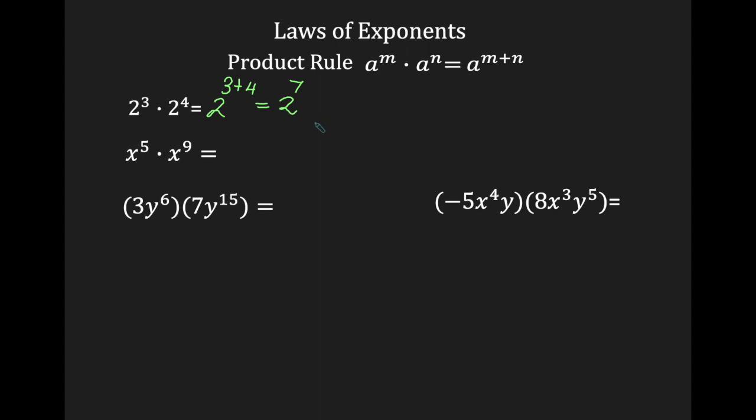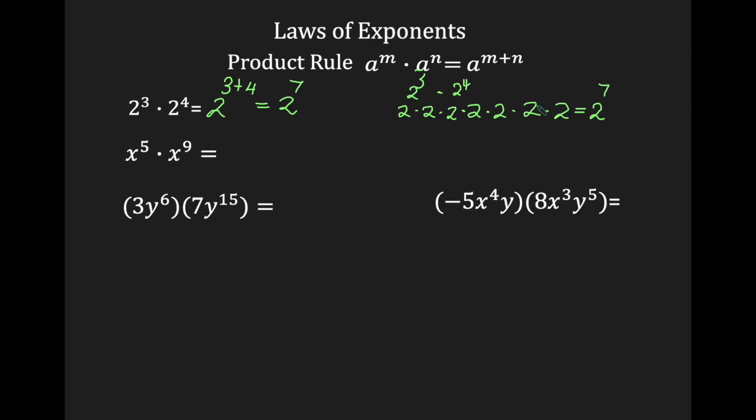Now, why is that? 2 to the third means 2 times 2 times 2. And then you're multiplying by 2 to the fourth, which means that the 2 is going to multiply itself 4 times. Now if I count all of these 2's, I get 1, 2, 3, 4, 5, 6, 7. So in the expanded form, I have 7 2's multiplying each other, but I can write it more simply as an exponential, which means a base of 2 raised to the 7th power.